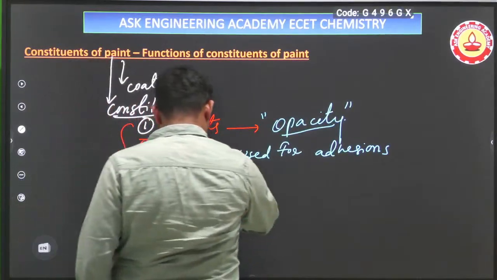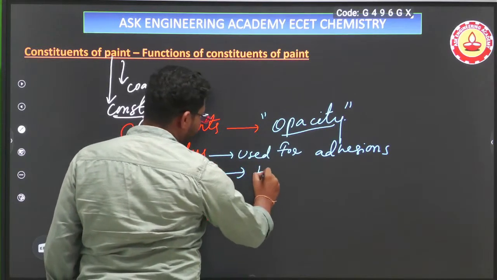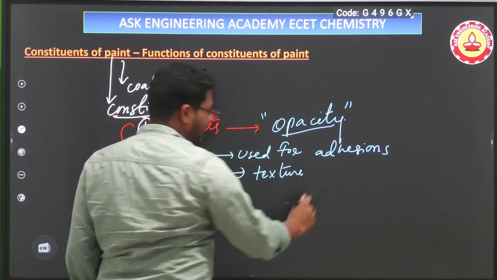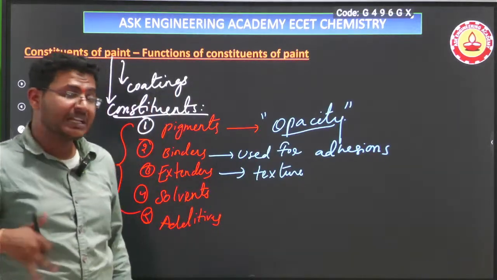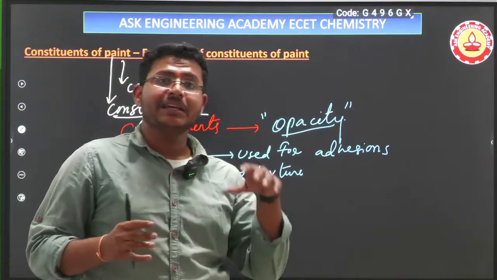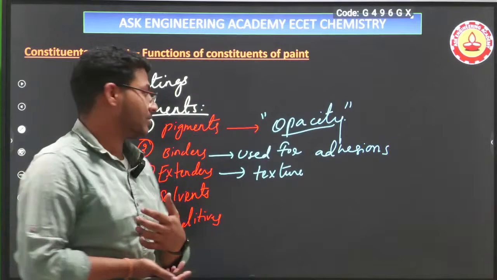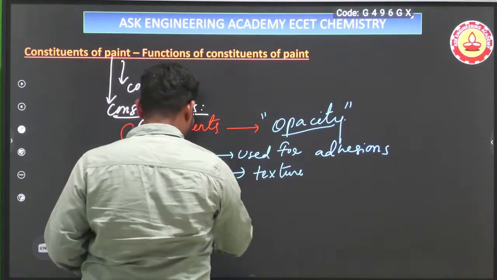Next, what are extenders? Extenders are generally used for the texture of paint. Whether the paint is thick or thin depends on extenders. Extenders are agents that mainly show their impact in the texture of paint. The texture of paint depends on extenders.